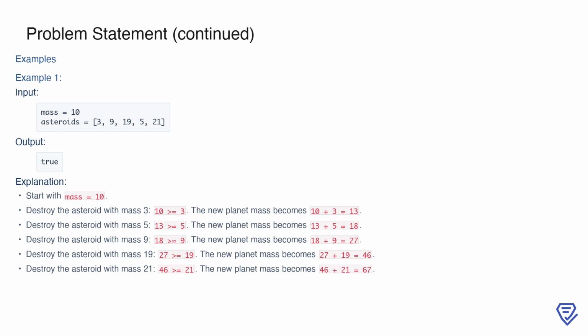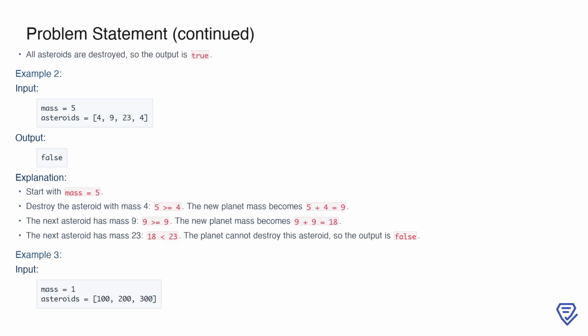Then, it destroys the asteroid with mass 19, which brings the mass to 46. Finally, it destroys the asteroid with mass 21, resulting in a final mass of 67. Since all asteroids are destroyed, the output for this example is true. Now consider another example where the planet starts with a mass of 5, and the array of asteroids is 4, 9, 23, 4. The planet begins by destroying the asteroid with mass 4, increasing its mass to 9.